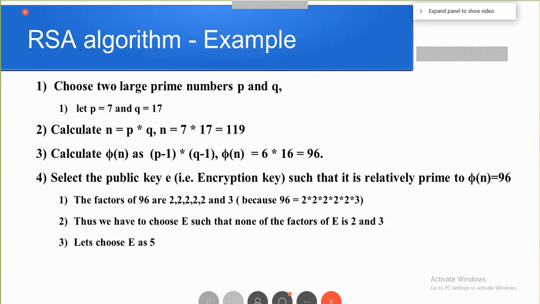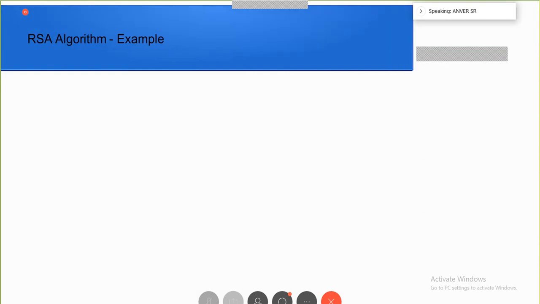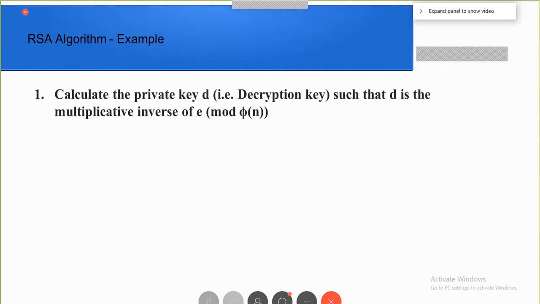Okay, that is 96. We have chosen E, as phi of n is 96. Here we are choosing E as 5, because 96 has the factors 2, 2, 2 and 3, and we have to choose a number which does not have the factors 2 and 3. So we are choosing E as 5. That is up to the participating entity; he is choosing E as 5.